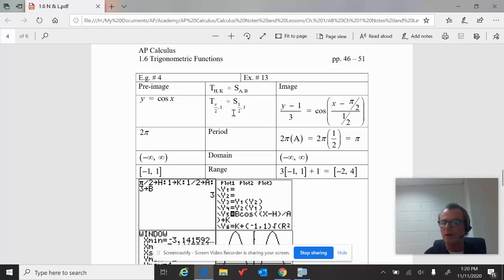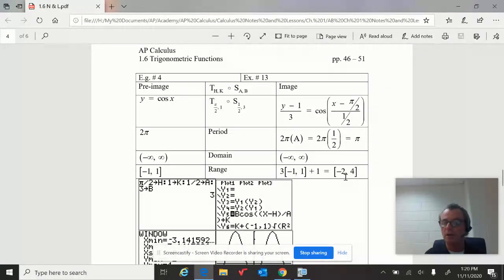So the pre-image has a period of 2 pi. Well, the period's affected by the a value, so 2 pi times 1/2. Your image has a period of pi. The domain is not affected. The range of the pre-image goes from -1 to 1. So what happened to that? Well, it's affected by the scale change, which was 3. So now the image has a range from -3 to 3, and then you're sliding it up 1, so the range of the image is -2 to 4.